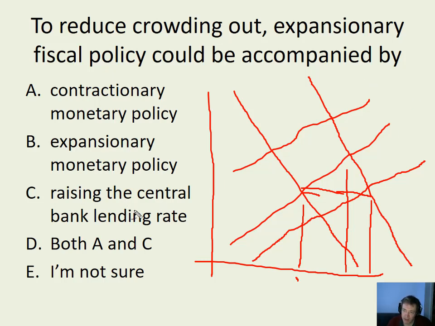And raising the central bank lending rate means that banks are less likely to lend out money, so they create less money. So this reduces money supply, same as this, doesn't work. This is the one that would work, so the answer is B.